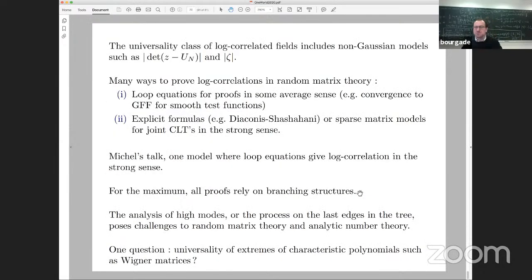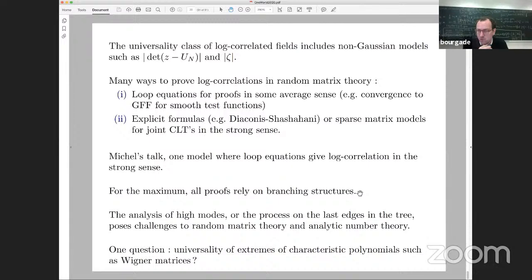And let me just conclude. So we have seen that the universality class of log-correlated fields includes non-Gaussian models, which are of interest to many for other reasons, for example, unitary matrices and zeta. And there are essentially two ways to prove log correlations in random matrix theory. Two major ways, I would say, in my view.